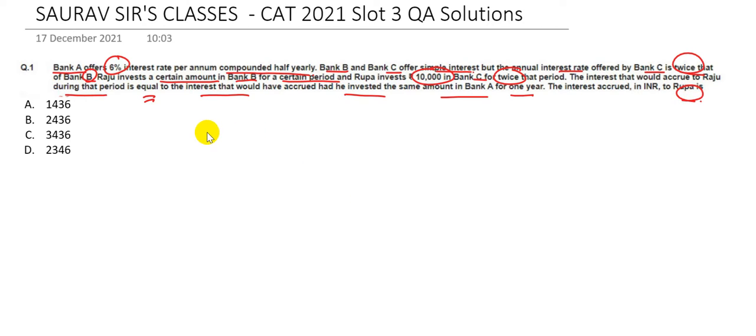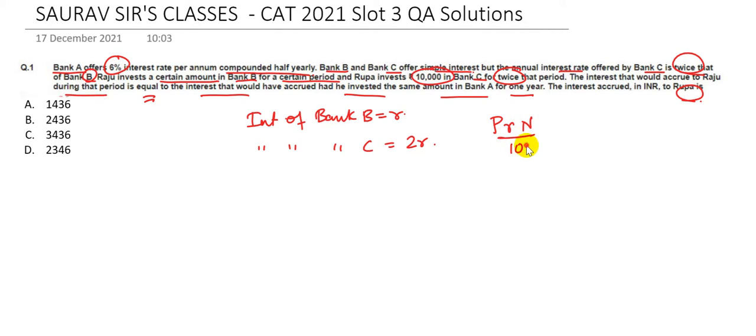So here we have to take the interest that Raju gets. Now Raju had invested in Bank B. Now let the interest rate in Bank B be R. So that means the interest rate of Bank C is twice R. So now the interest that Raju will get from Bank B would be P into R into N by 100, where R is the rate of interest and N is the time period.